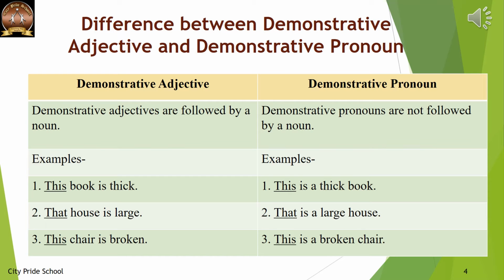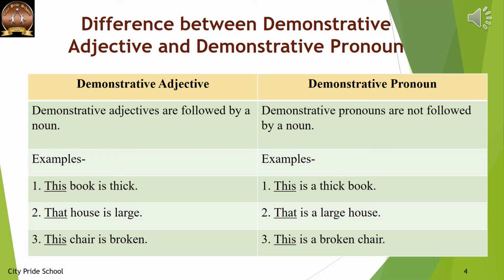Examples: this book is thick. Here the demonstrative adjective is this. After this demonstrative word, this, you have a noun, book. That house is large. Again, after the demonstrative adjective that, we have a noun, house. This chair is broken. So this is a demonstrative adjective because it is followed by a noun, chair.